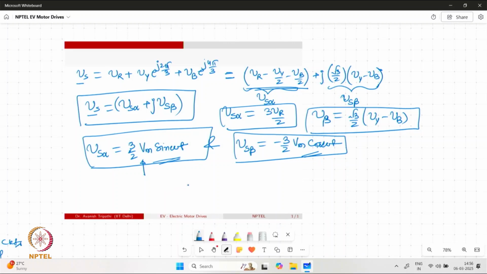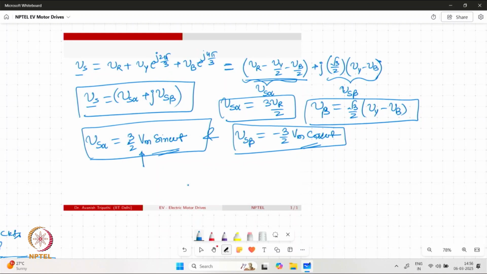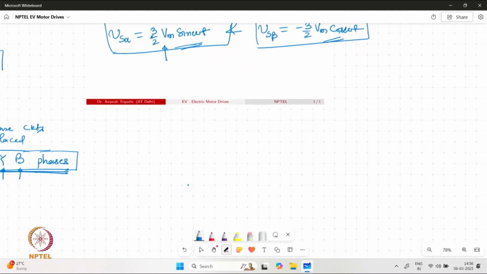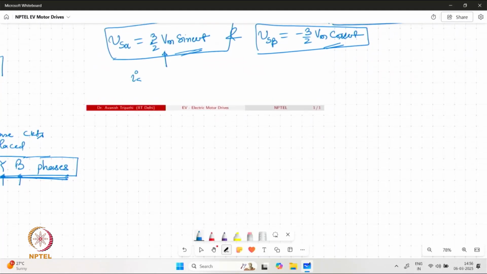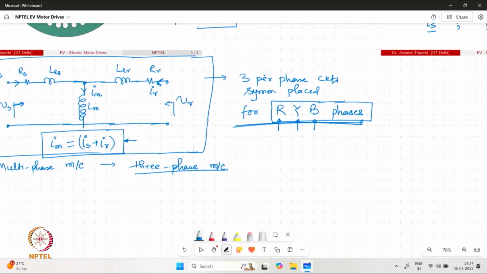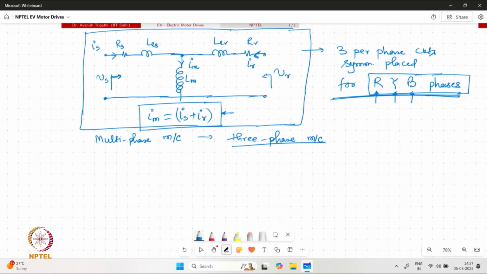Now, once we have this understanding that this voltage can be represented in terms of a space vector, the same can be repeated for any other three-phase quantity. For example, we can similarly write the current vector, flux vector, and so on as and when required. Now, if we go back to our circuit and try to write the equation for this equivalent circuit, say for R phase, what we are going to actually do is write the KVL for the stator and rotor parts.